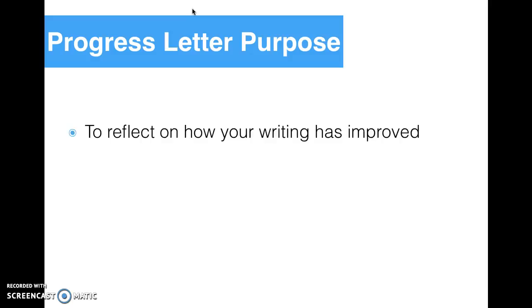And now we'll look at the progress letter. Progress letters are due on Wednesday, again at 11:59. Why do we write a progress letter? We remember things better if we can look back and reflect on what we've learnt. So in doing the progress letter, I'm hoping that you will look back at the previous 10 weeks and think about areas that you've improved on and areas where you could still improve.